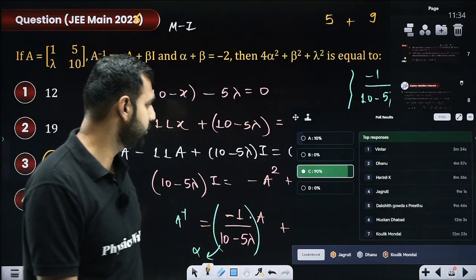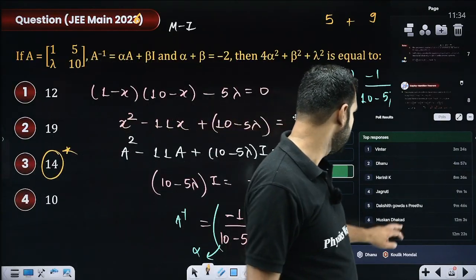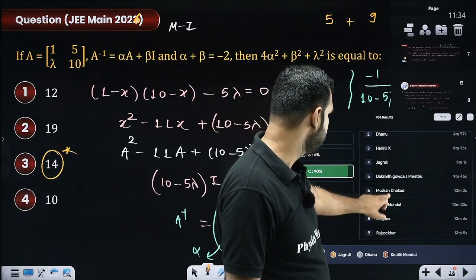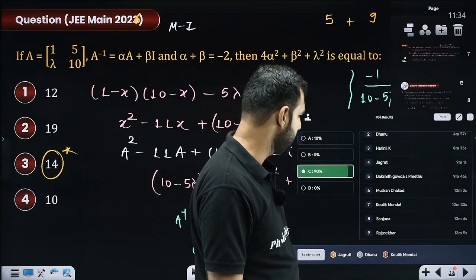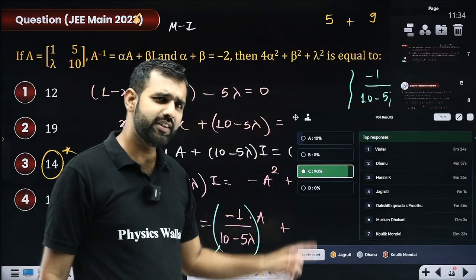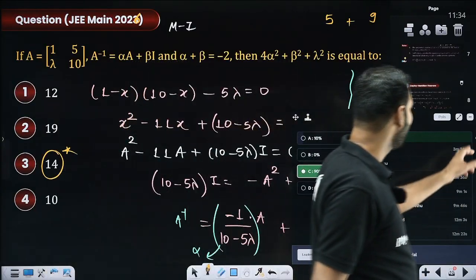That's very good. 90% of the people. So Winter, Dhanu, Harini, Jagriti, Dakshit, Muskan, Kaulik, Sanjana, Rajshekhar, everybody. Who is this 10%? Who got it wrong?